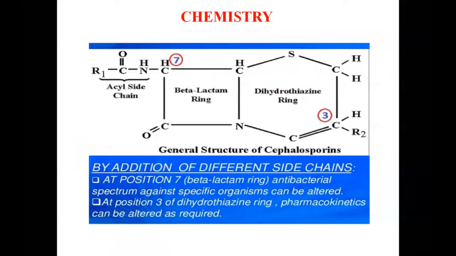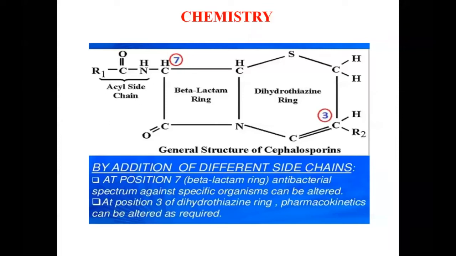Now, if you see the chemical structure, just like penicillin, the chemical relation of penicillin is there with the cephalosporin. And if you see the nucleus of penicillin, we had the 6-aminopenicillanic acid. Same thing, the nucleus of the cephalosporin has the 7-aminocephalosporanic acid. Now this particular nucleus has a beta-lactam ring and a dihydrothiazine ring, and they are fused together.